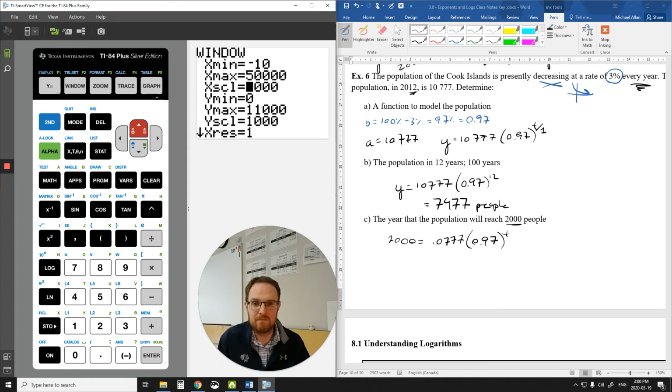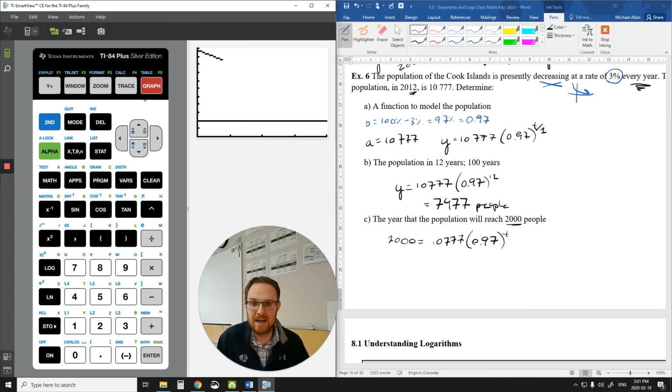My scale, so this year probably not going to take 50,000 years for this to happen. A good estimate, maybe 20 years. Let's say my scale is 5, every 5 years in my box there. And x min, we didn't change this from before because our x max was really large, but there's no sense in putting a negative number here because time can't be negative. So I'm going to put that as a 0. And then if I graph on there, looks pretty good.